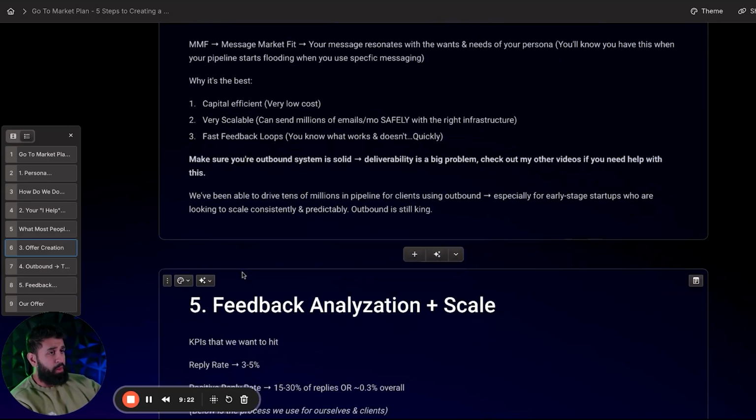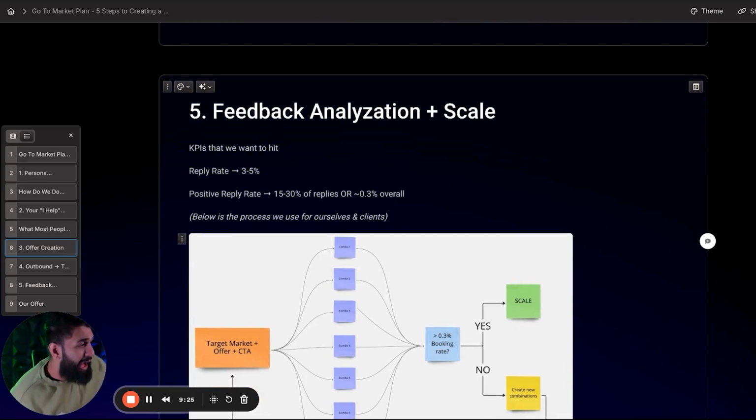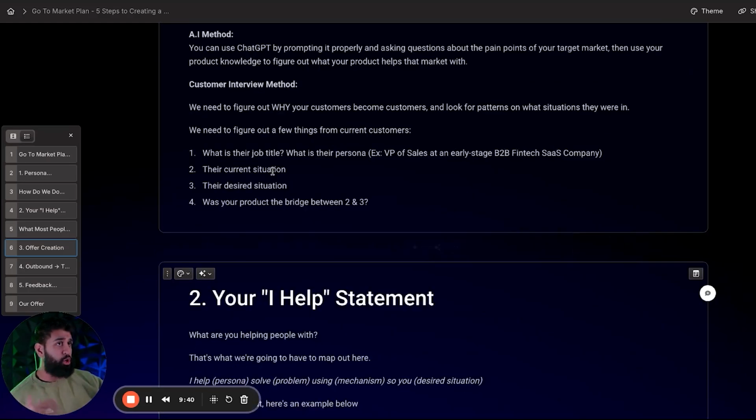Now, number five. How do we actually structure these outbound campaigns? What are the KPIs that we want to hit? And what is the next step? After you have these outbound campaigns created, you have your value prop, you have your offer, you have your persona, you have all of these things. So before we get into that, let's actually go through everything.